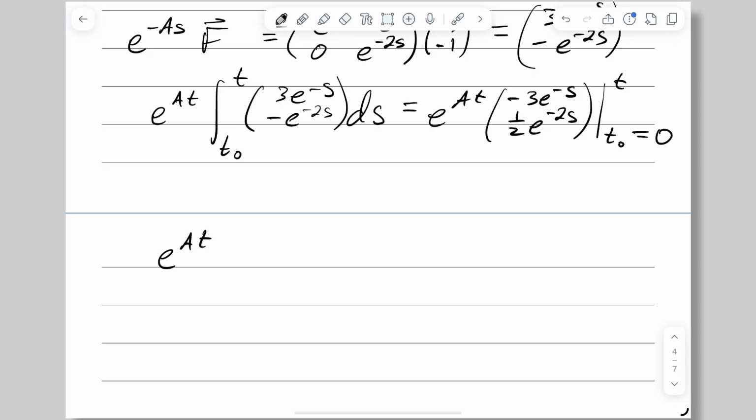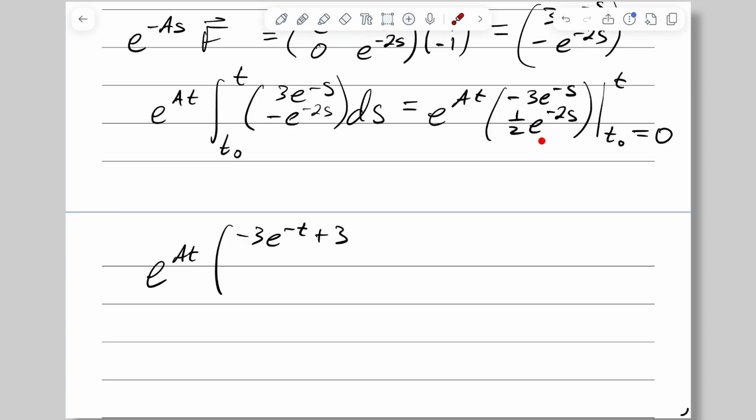So we have e to the at times negative 3e to the negative t plus 3, and that plus 3 comes from evaluating at the lower limit. T naught equals 0 gives us a 0 exponent. Then for the bottom entry evaluated at t and t naught equals 0, we have 1/2 e to the negative 2s minus 1/2. Well, e to the at was e to the t, 0, 0, e to the 2t. And I'm writing all this down because I want to show you something in particular that's going to happen in this case.